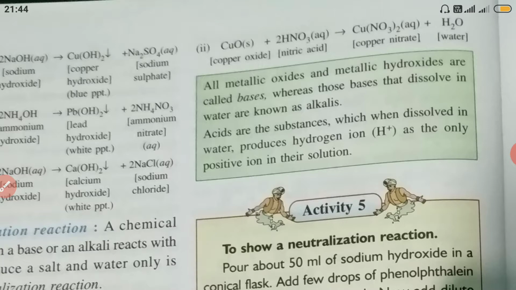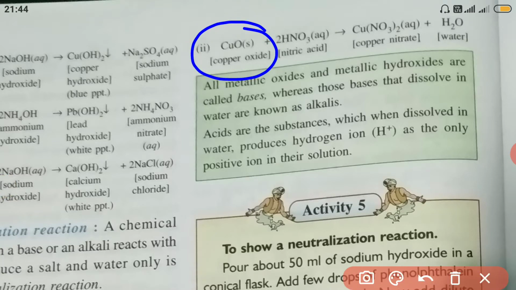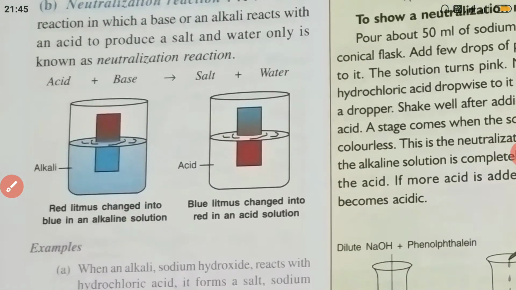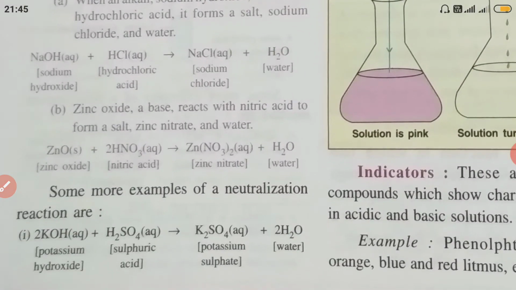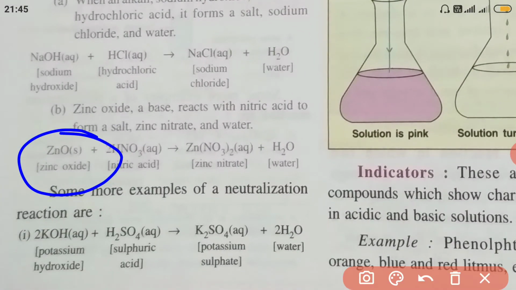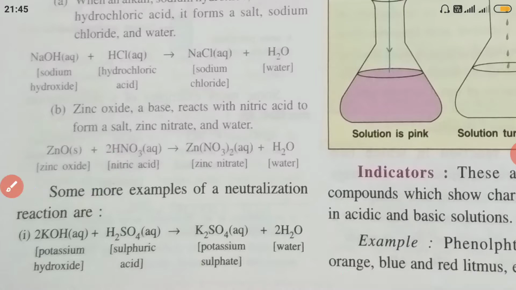All metallic oxides, that means a compound formed between a metal and oxygen, like for example here, copper oxide, a compound formed between copper and oxygen, are known as bases. Another example in your book is zinc oxide, a compound formed between zinc and oxygen. Or metallic hydroxides, as the definition reads.